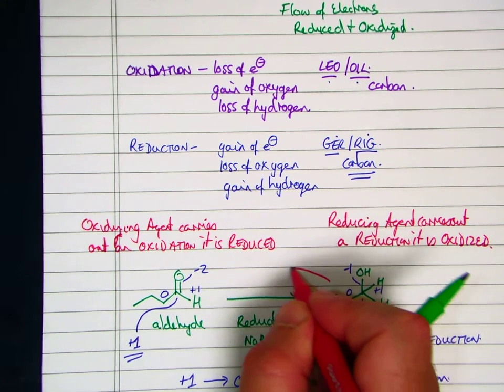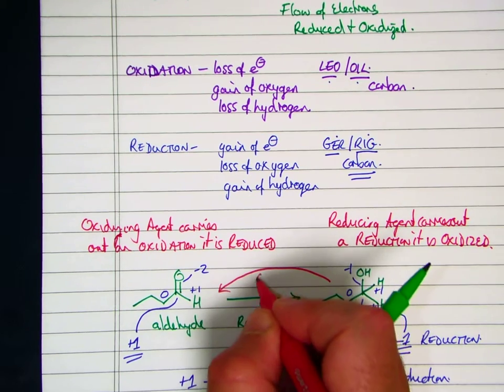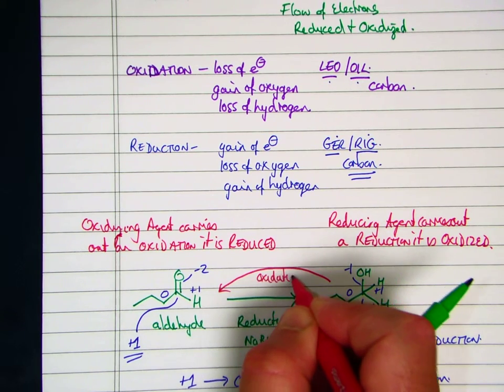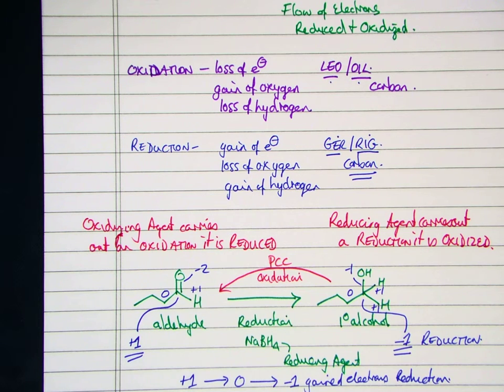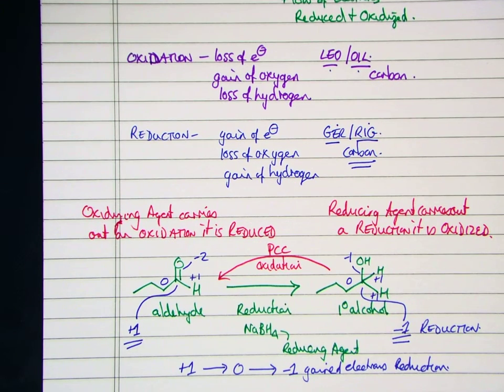Alternatively, if we go in the opposite direction, which is oxidation, this oxidation is carried out using PCC. In the oxidation we've gone from -1 to 0 to +1, so we have lost 2 electrons, which is oxidation. And generally, that's what's going to happen.